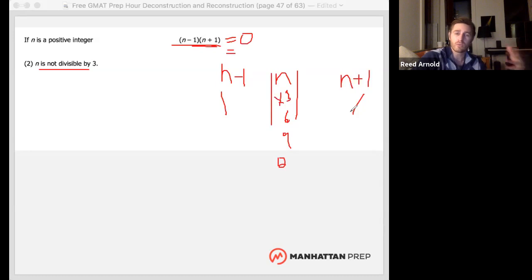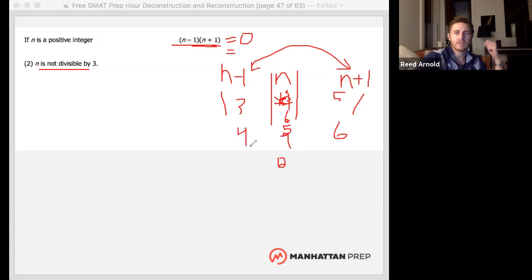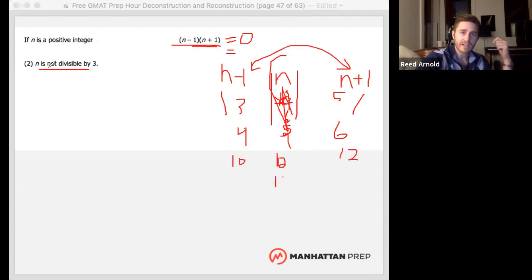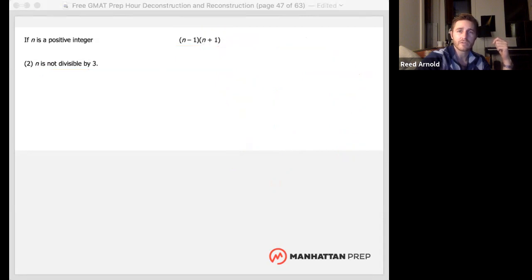And I just want to point out that even if you didn't know that rule, you can still learn on the fly if you make the correct inference. If n is not divisible by 3, well, one of these neighbors has to be. Either I have 3, 4, 5, or I have 4, 5, 6, or I have 10, 11, 12. Somewhere I have a multiple of 3, it just can't be n. So this tells me that this product is a multiple of 3. That's the inference we make here. Okay, we know that this is a multiple of 3.